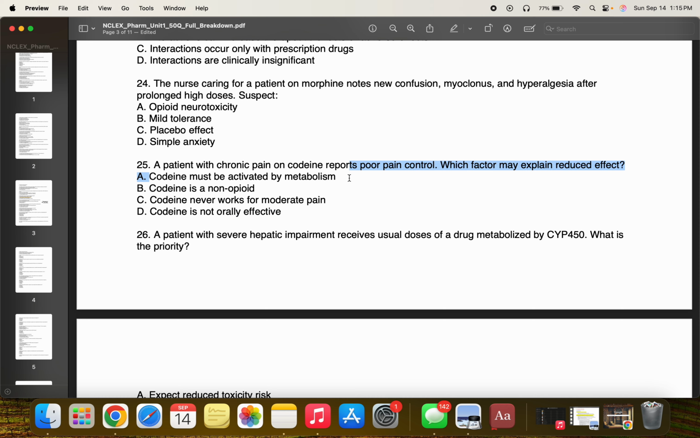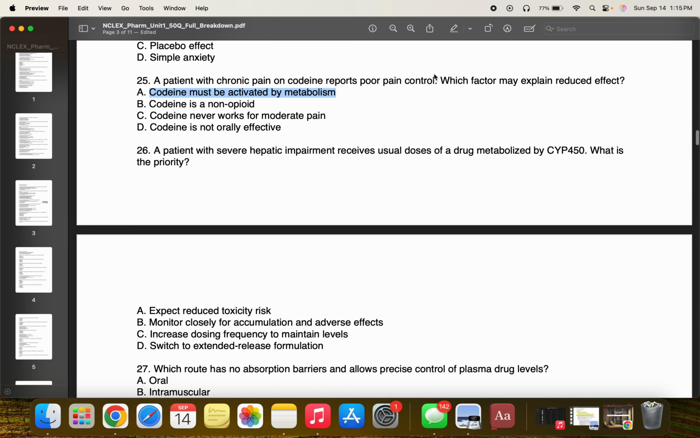So why don't you know, wow, codeine must be activated by metabolism. Okay, I'm going to do half this.